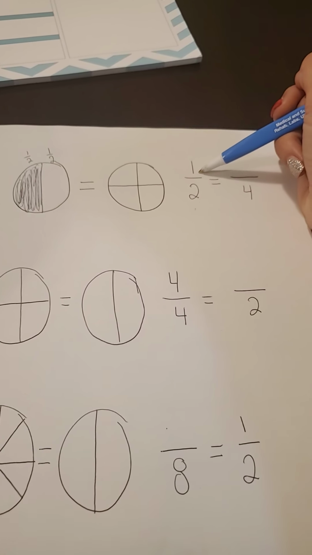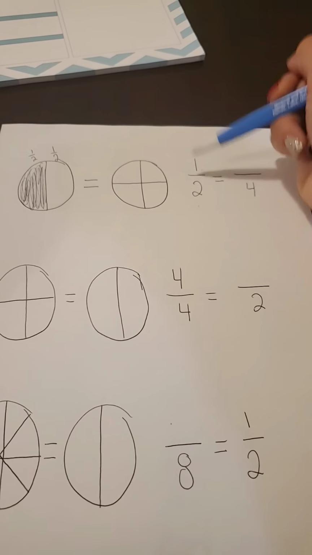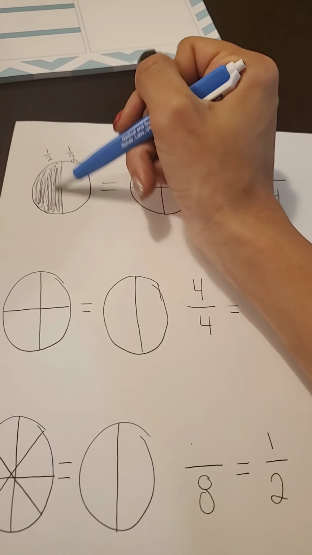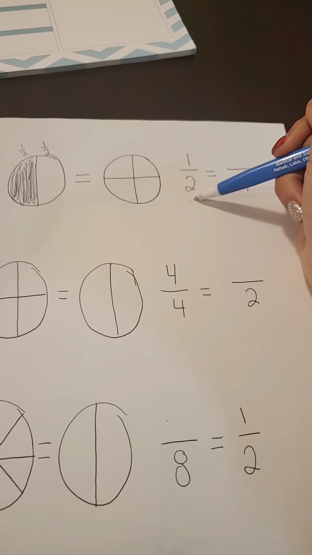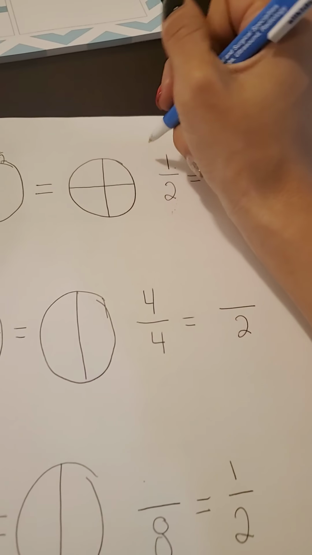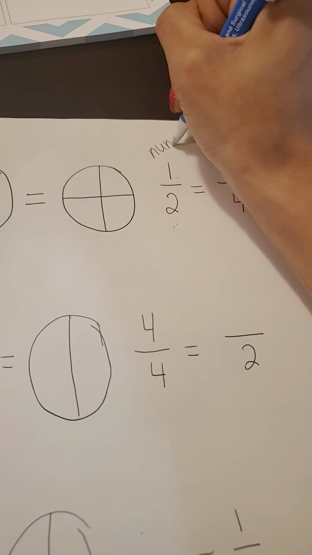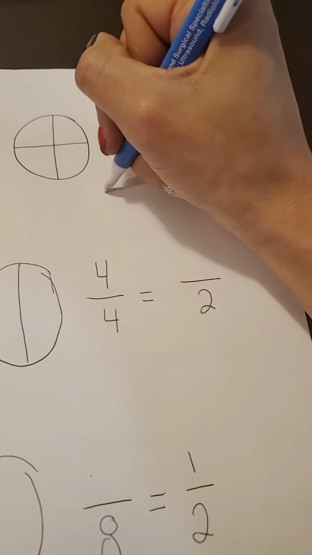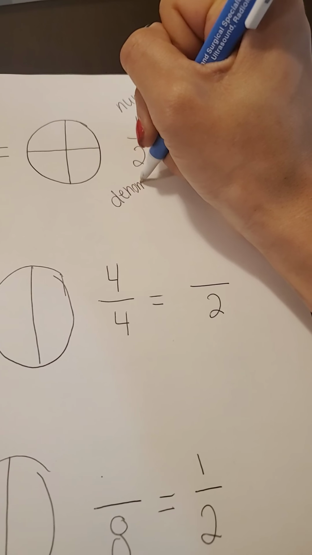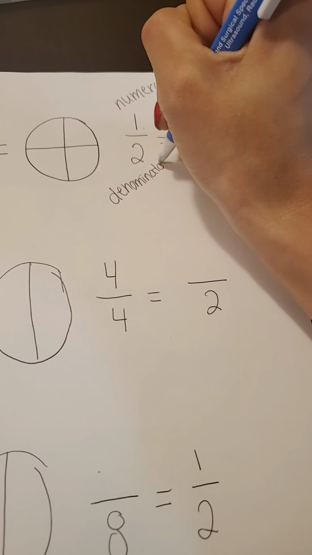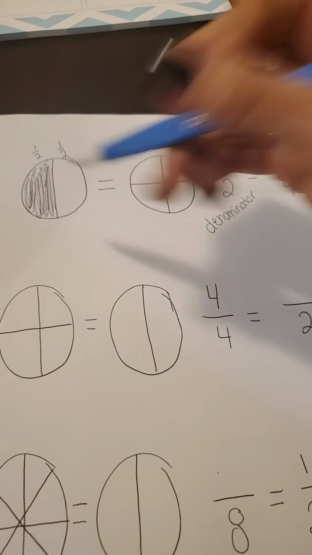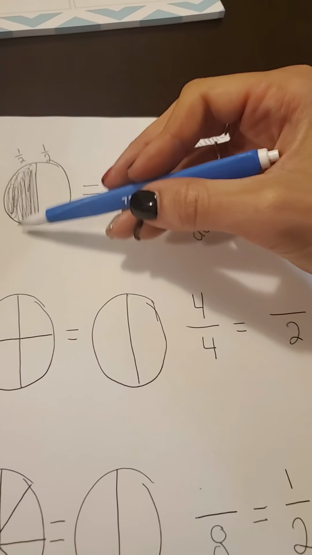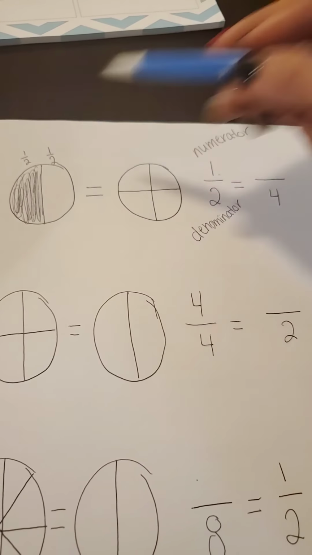The top number tells you how many pieces are shaded in. So over here, 1 out of the 2 pieces are shaded in. The top number is what we call our numerator, and the bottom number is what we call our denominator. So in looking at these shapes, I had to color in 1 of the halves to get a half.